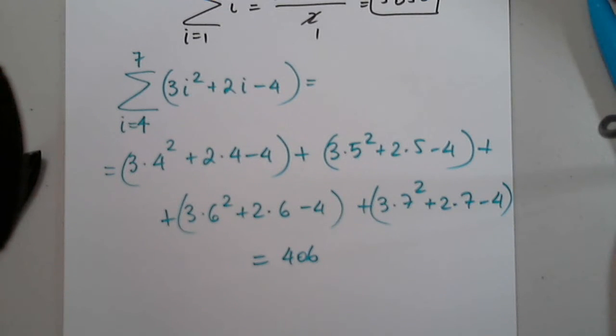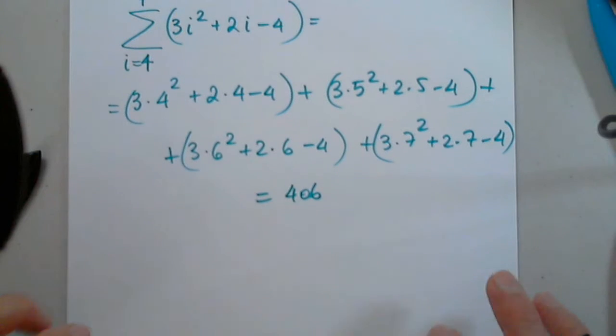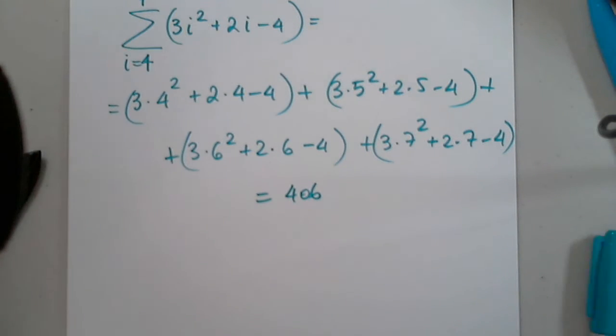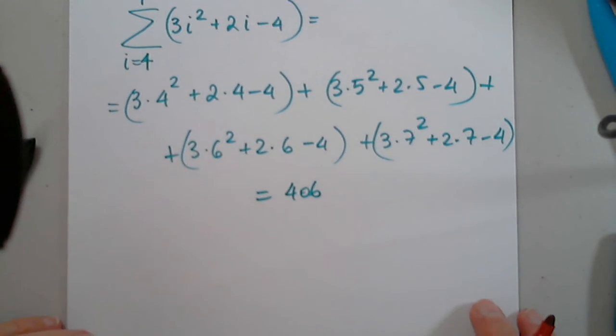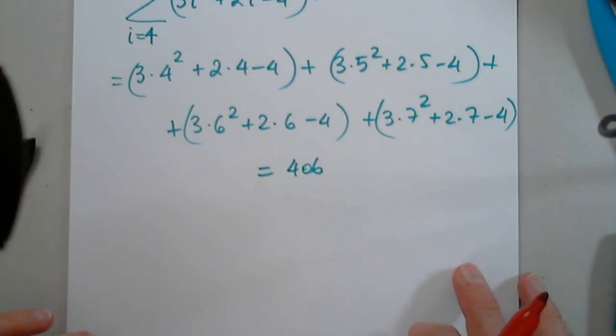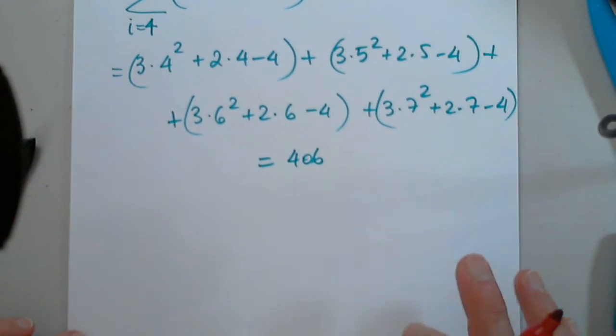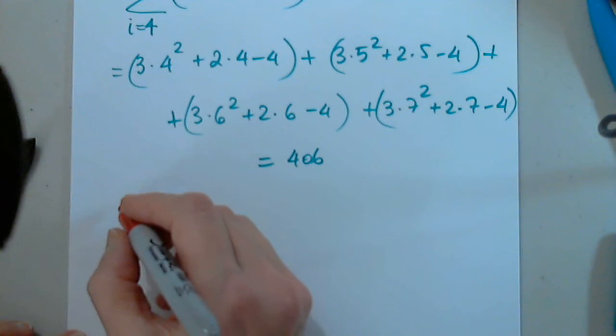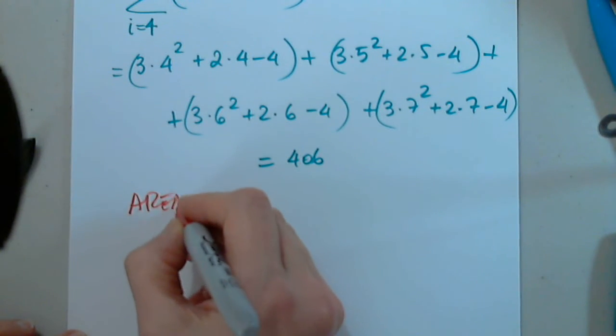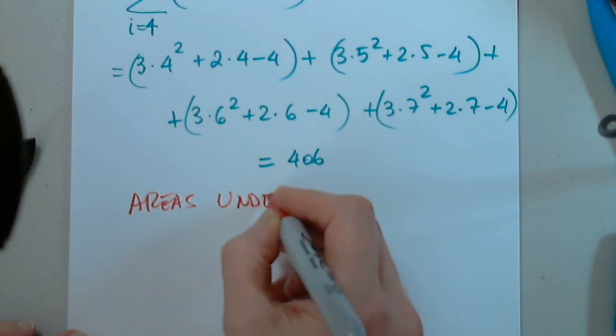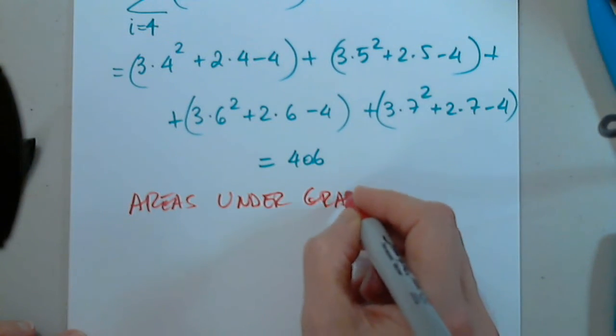So back to why are we doing this? And now we're starting chapter 5. This was just preliminaries, and very important preliminaries, actually. Okay, so areas under graphs.